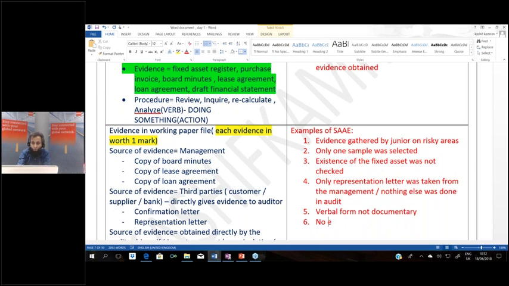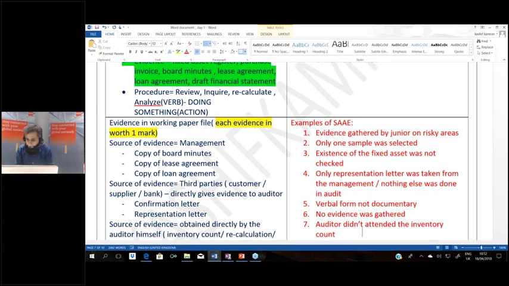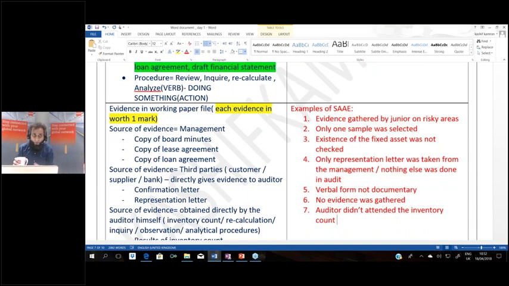Next, I take something which is, for example, like the blunt statements I've seen in past papers, when the examiner says no evidence was gathered. The auditor didn't attend the inventory count. See, if he has not attended the inventory count, how would he know about the physical existence of the inventory? How will he know whether there was inventory in the warehouse or not? So "no evidence was gathered" is a very blunt statement.